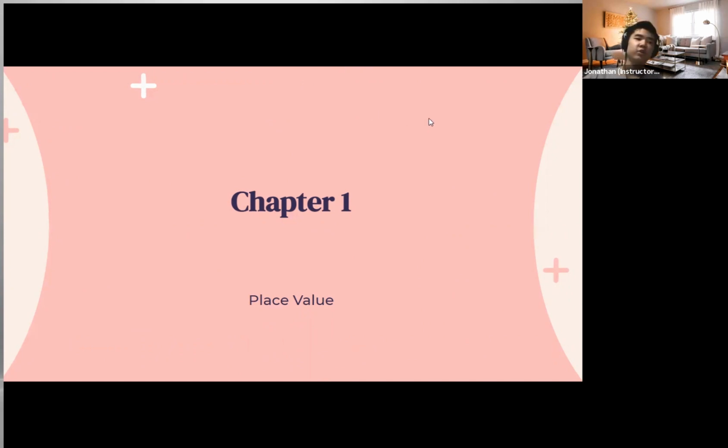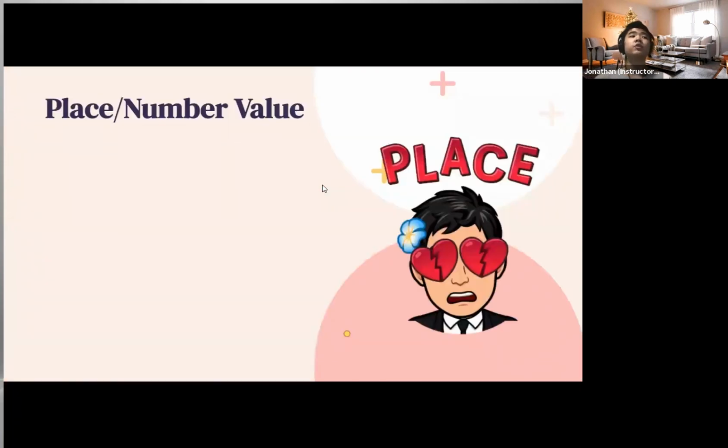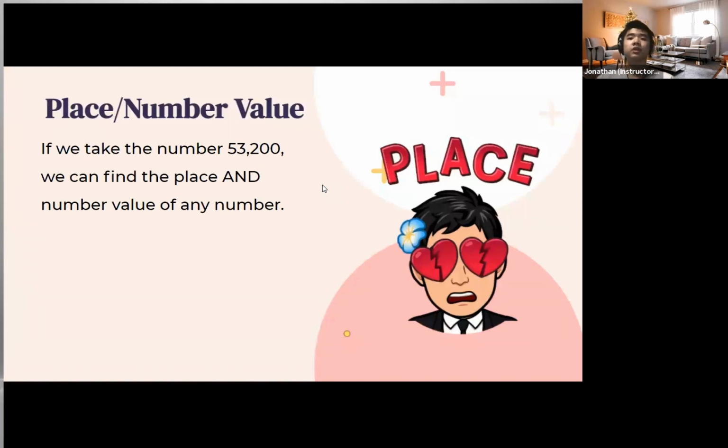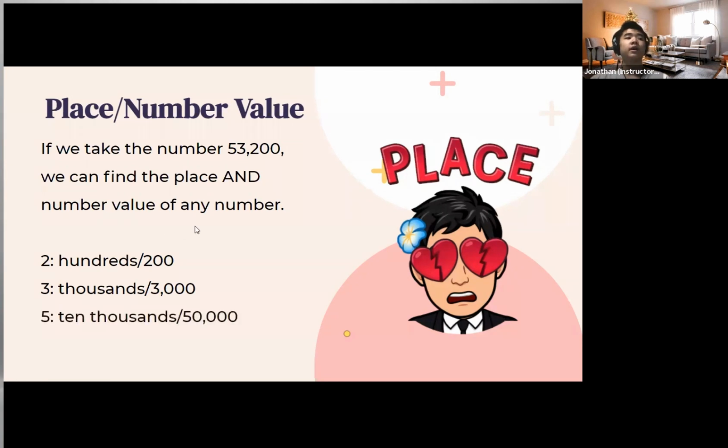So chapter 1, place value. So this is the first day. We had our introduction. I think I was a little late, but we did place value. So if we take the number 53,200, we can find the place and number value. So hopefully you remember the difference between place and number value. So 2 is in the hundreds place, but it has a number value of 200. 3 is in the thousands place in this number, but has the number value 3,000. And 5 is in the 10,000s place, but the number value is 50,000. Pretty simple stuff, right? Day 1.